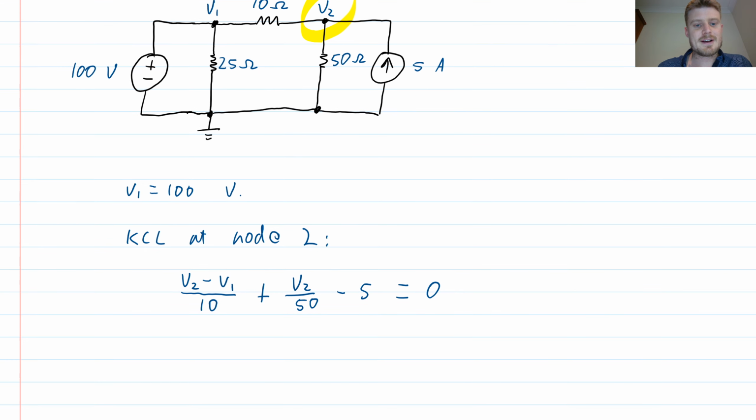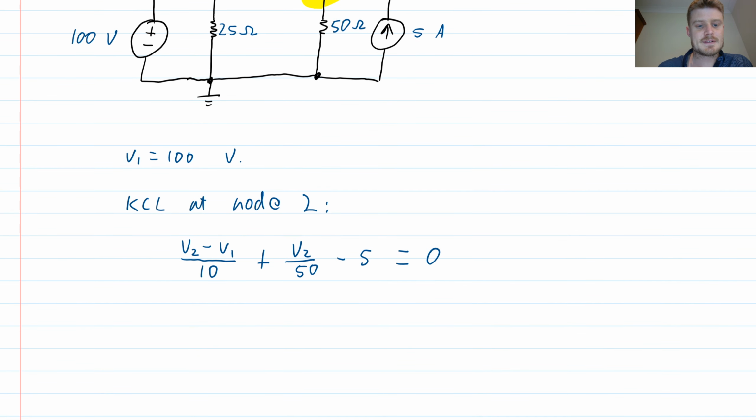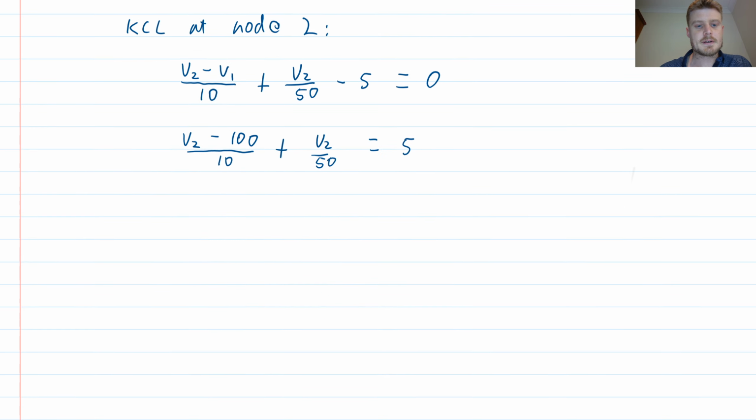Now I already know the value for node 1, right? That's 100 volts. So I can just substitute that in directly. So (V2 minus 100) divided by 10 plus V2 over 50 is equal to 5. And now I have one equation, one unknown, so I can go ahead and solve this equation.